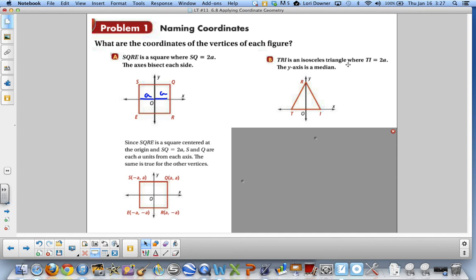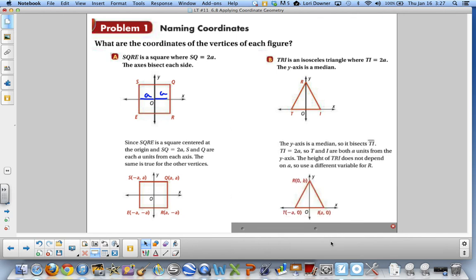TRI is an isosceles triangle where TI is equal to 2a and the y-axis is a median. So knowing that the y-axis is a median, I've got two congruent triangles here. The y-axis is a median, so TI is bisected by the y-axis. So if TI is 2a, then I go out a distance of a to get to I, and I don't go up or down, so it's (a, 0). And I go to the left a, and I don't go up or down, so T is at (-a, 0).